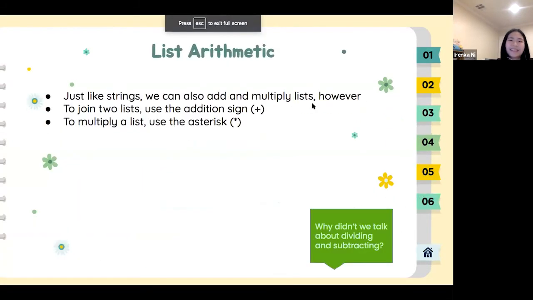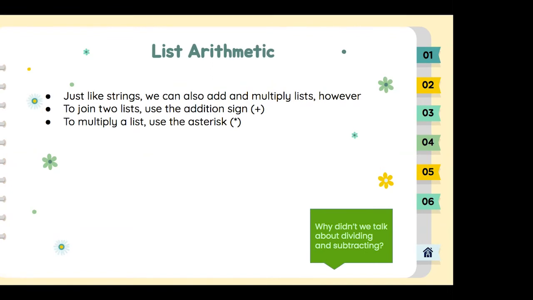I keep forgetting this slide, but just the last two parts we were talking about, we can add and multiply lists. To join two lists, we use a plus sign, and to multiply a list, we use an asterisk. But does anyone wonder why we can't divide or subtract lists? Does anyone want to make a guess? Well, because there's no point.